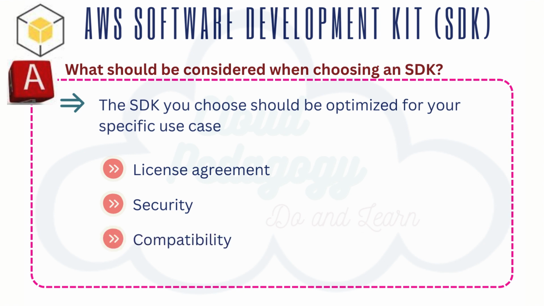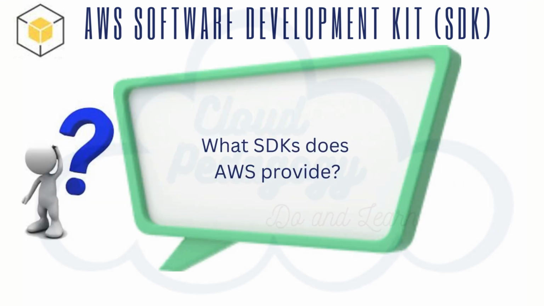Next, compatibility. When deciding which SDK to use, it is vital to ensure compatibility with your application's deployment infrastructure. For example, the SDK should be compatible with the operating systems of all devices you plan to support. It should also support the language your application is written in and provide a way to integrate with other languages. Next question, what SDKs does AWS provide?